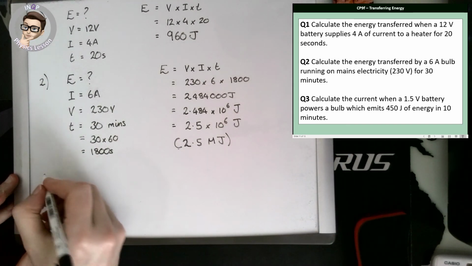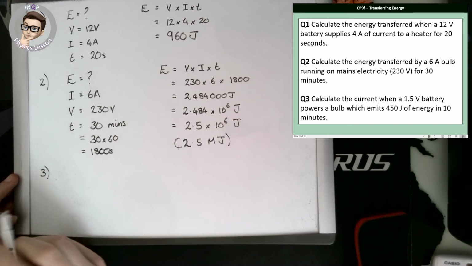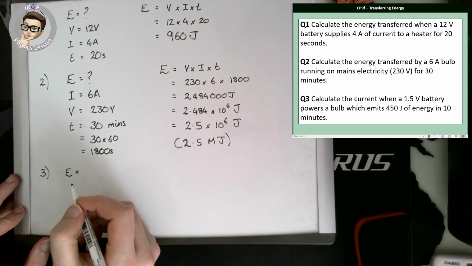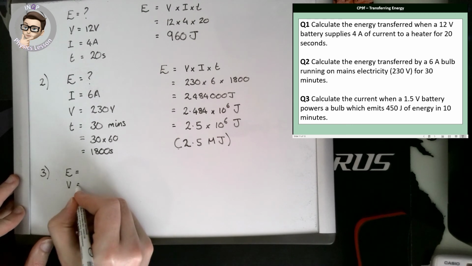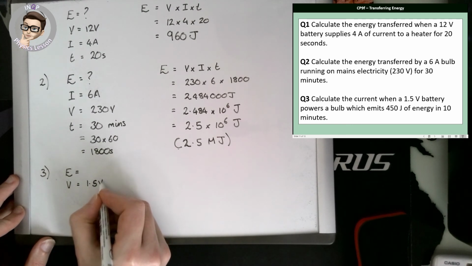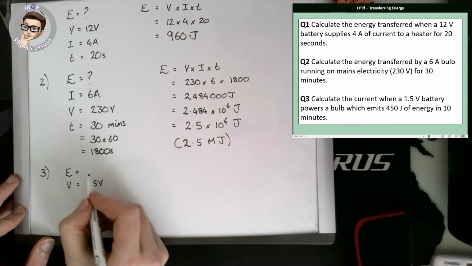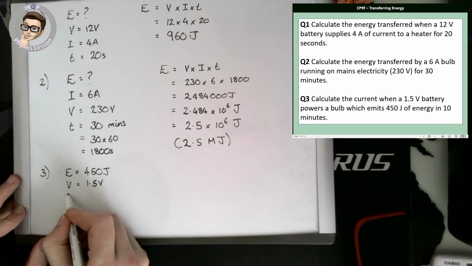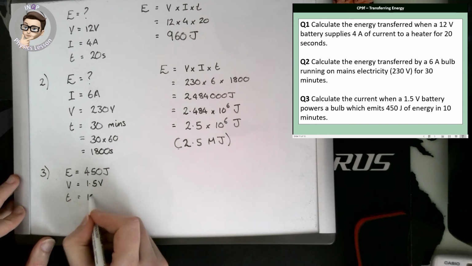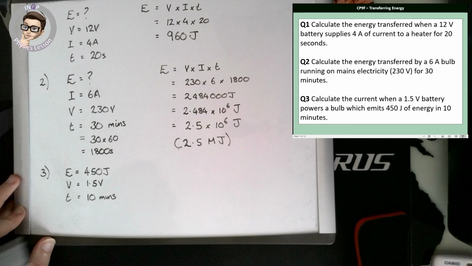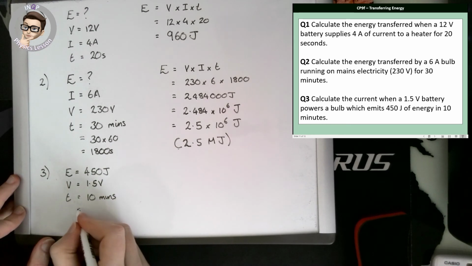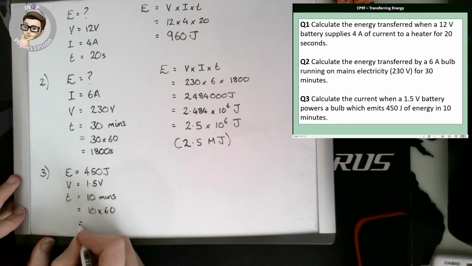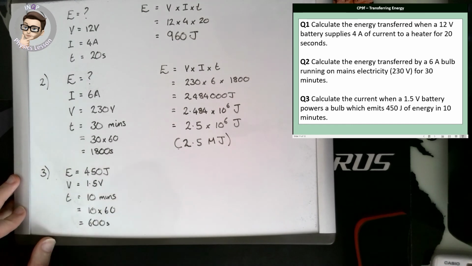Let's have a look at question 3. In question 3, this time we want to work out the current. We're told we have the potential difference, which is 1.5 volts. We're told that it emits 450 joules, and that the time it's running for is 10 minutes. Hopefully again you've spotted that 10 minutes needs to be in seconds, so that's going to be 10 times 60, which is going to be 600 seconds.